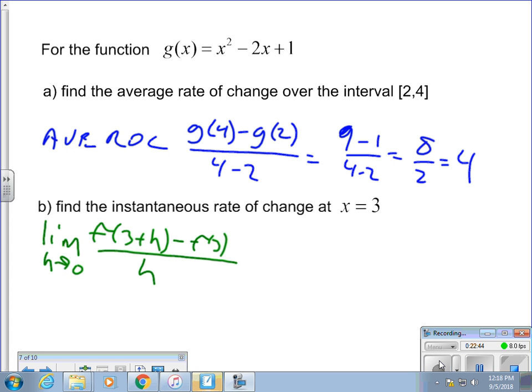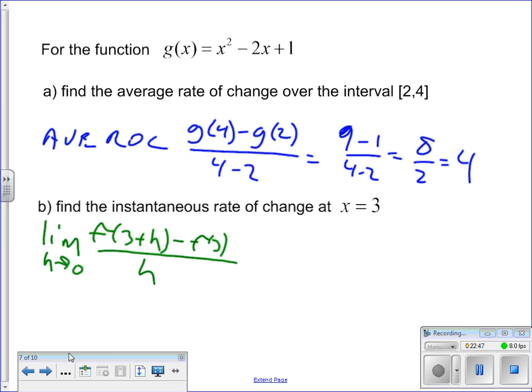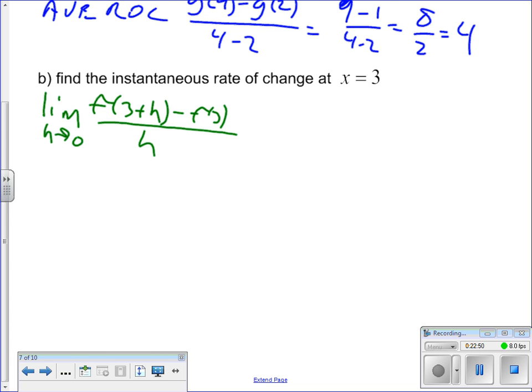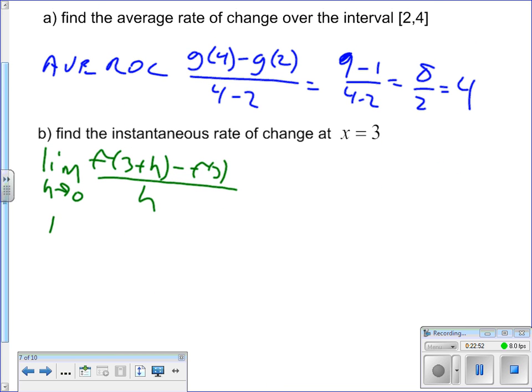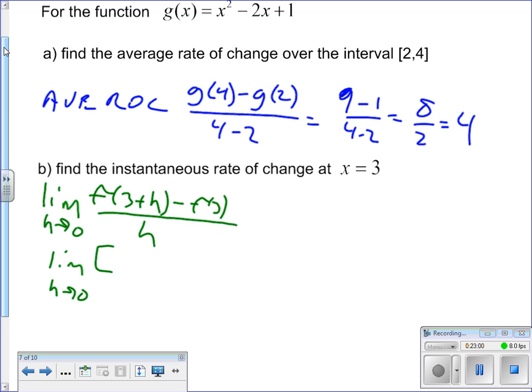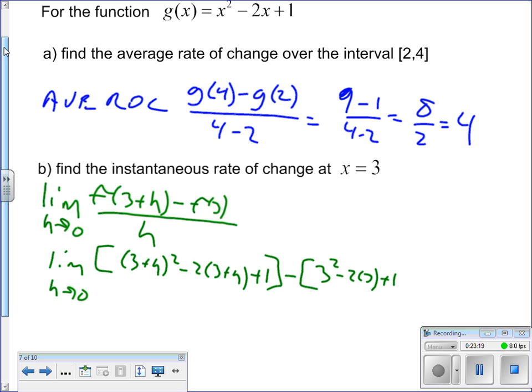Okay. So this is the limit as h approaches 0 of, and what was the function again? X squared minus 2x plus 1. So that would be 3 plus h squared minus 2 times 3 plus h plus 1, minus 3 squared minus 2 times 3 plus 1, all over h.